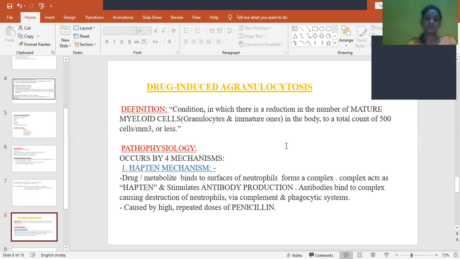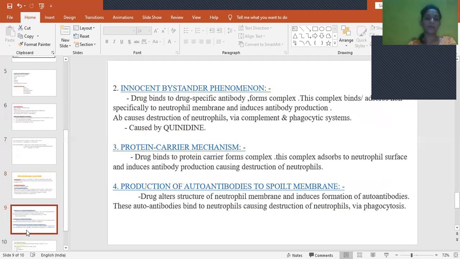So in pathophysiology, here it also occurs by four mechanisms. First is the hapten mechanism. Hapten mechanism, innocent bystander phenomenon.